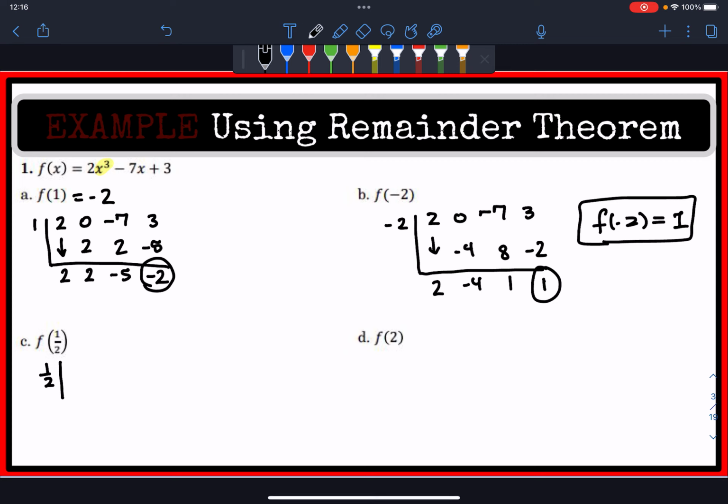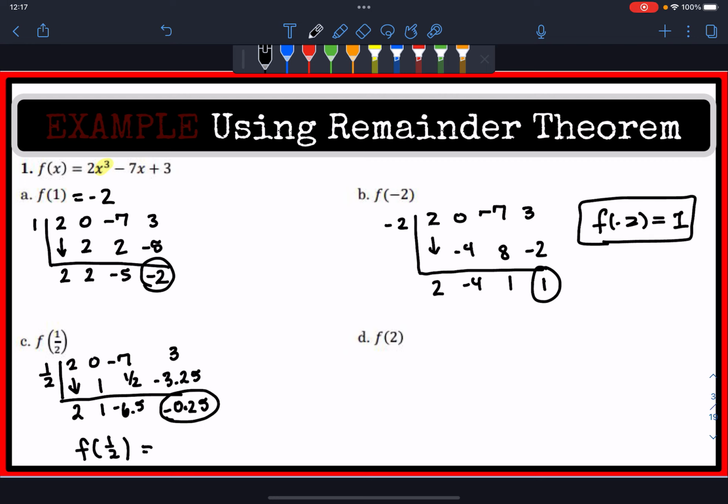Now for 1/2, same thing. So I bring down the 2, multiply, add, multiply. This is going to be -6.5, multiply, and add. Let me move the 3 over a little bit, and add -3.25 with 3, that's -0.25, and that right there, the remainder, is your answer. So f of 1/2 is equal to -0.25.